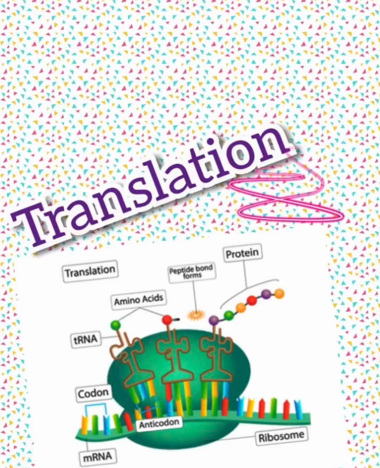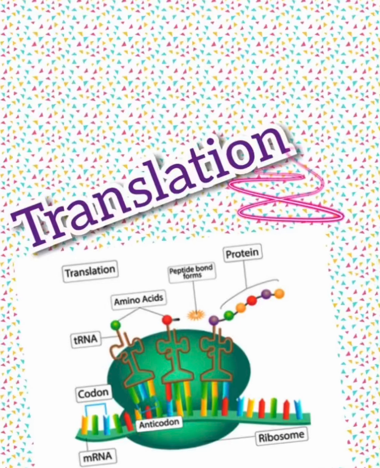Process of translation. After the messenger RNA is released into the cytoplasm, it reaches the ribosome where the process of translation occurs. Each messenger RNA can be made up of thousands of triplet codons. 2 other types of RNAs, that is, transfer RNA and ribosomal RNA, also participate in this process.